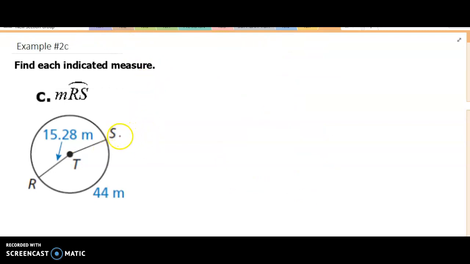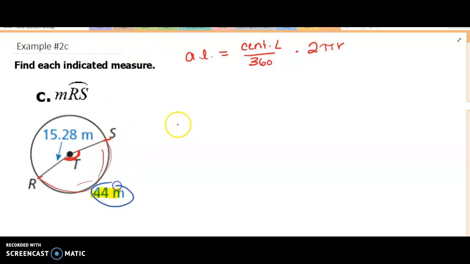All right, now here I want to find the measure of RS, not the length of RS, the measure of RS, which is in degrees. So if we think about that, the measure of RS is going to be the same as the measure of this central angle. So if I solve for the central angle, that'd be the same as the measure of RS. So arc length equals central angle over 360 times my circumference, which is 2 pi r. Okay, now my arc length is right here. It gives it to me.